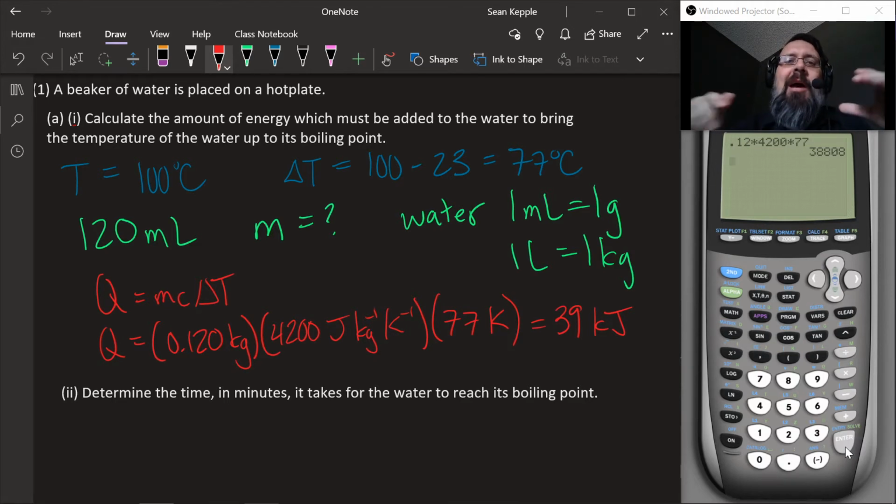We just want to know how much energy it takes to raise the temperature of the water to its boiling point. We'll talk about phase changes and the energy required to actually physically boil the water in the next lesson. So that'll be on Thursday.